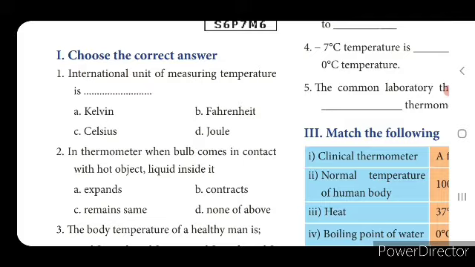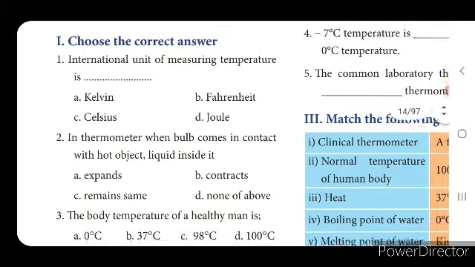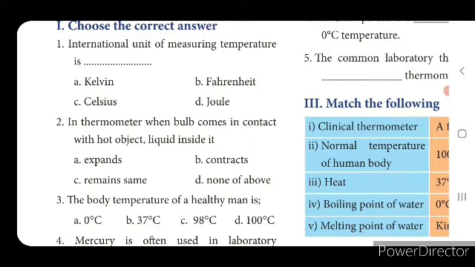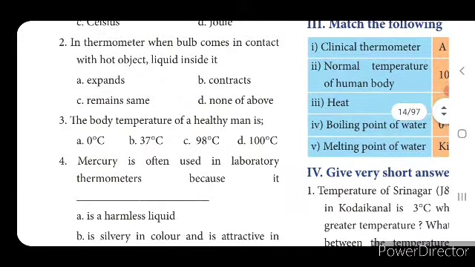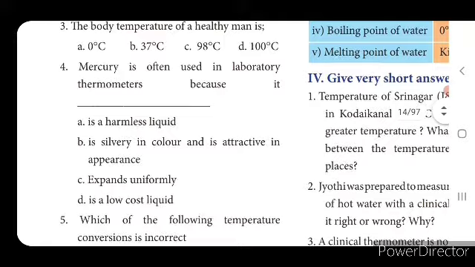The international unit of measuring temperature is Kelvin. In a thermometer, when the bulb comes in contact with a hot object, the liquid inside expands. The body temperature of a healthy man is 37 degree centigrade. Mercury is often used in laboratory thermometers because it expands uniformly.